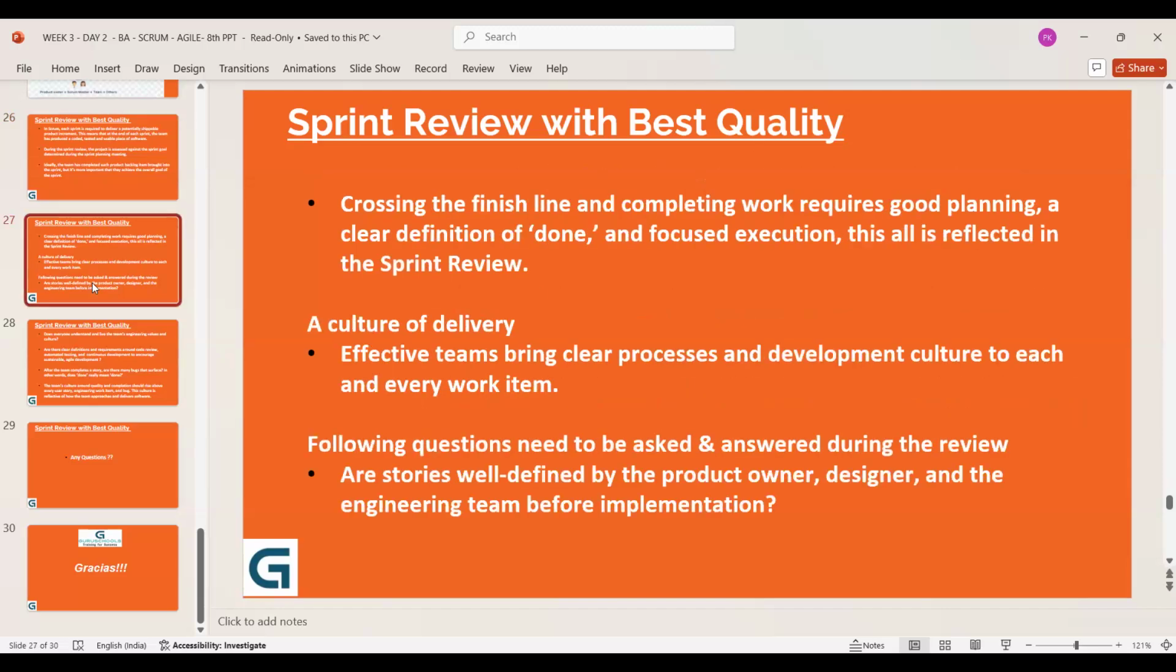Now let us go to the next slide. Now, when we say sprint review with best quality, we'll try to understand more items in detail.